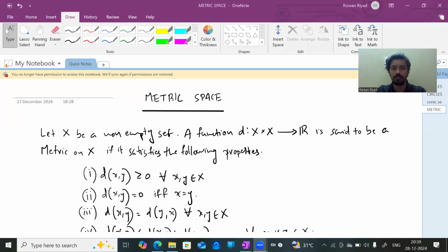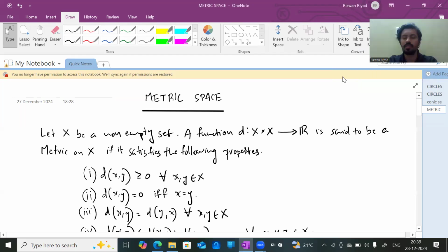Here we will be discussing metric spaces. Okay, so let's discuss metric spaces. So you can see the definition of a metric space here. Let X be a non-empty set.